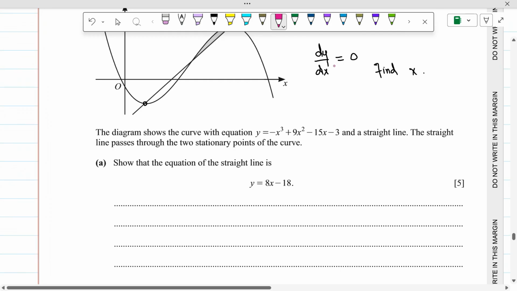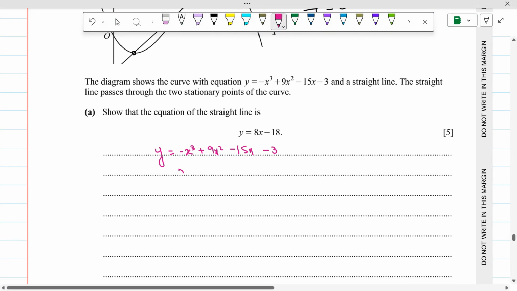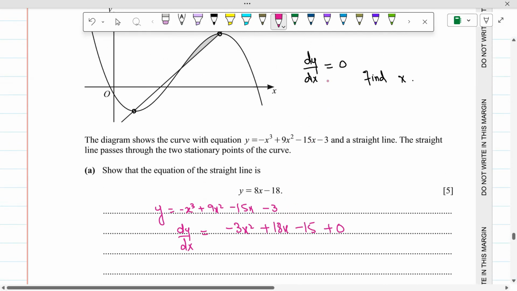So we need dy over dx. We have y equals negative x cubed plus 9x squared minus 15x minus 3. So we need to differentiate it. dy over dx is equal to the derivative of negative x cubed, which is negative 3x squared. The derivative of 9x squared is plus 18x. The derivative of negative 15x is negative 15. And the derivative of the constant negative 3 is 0. So we need to equate it with 0.